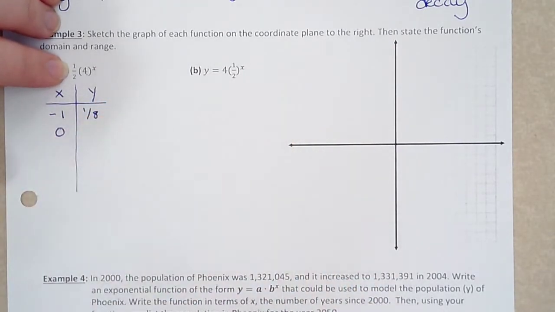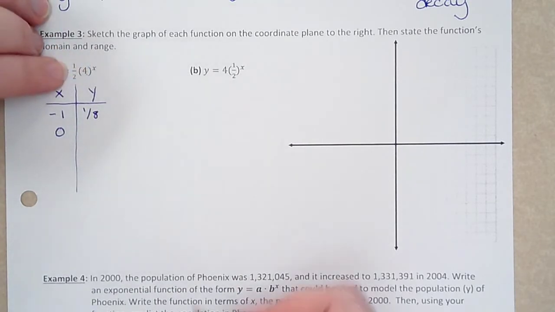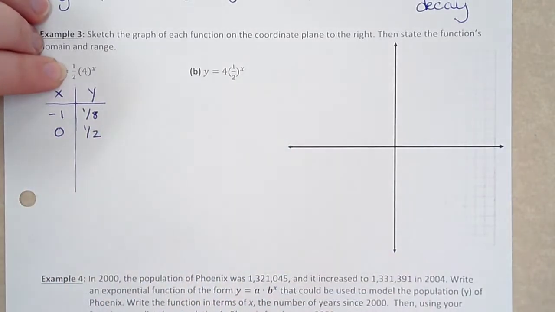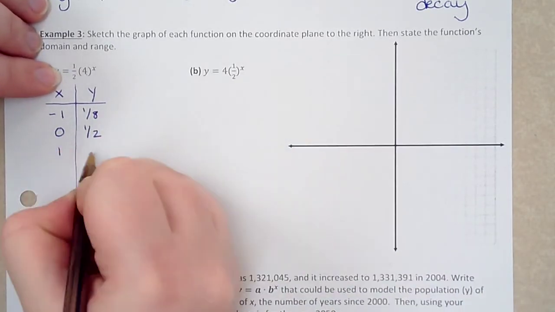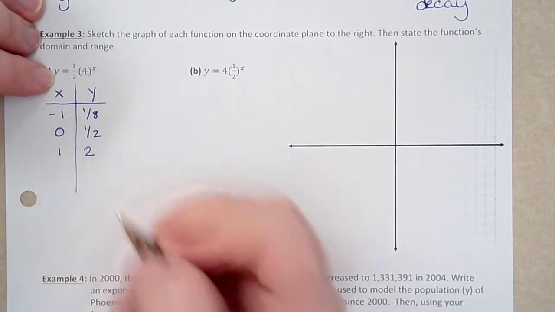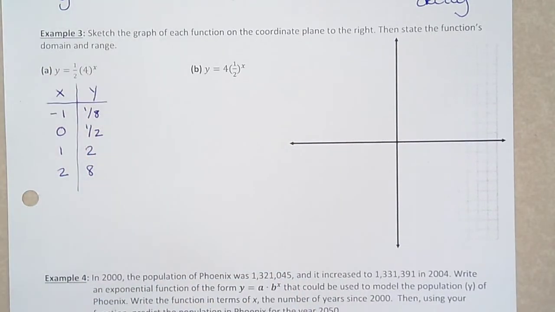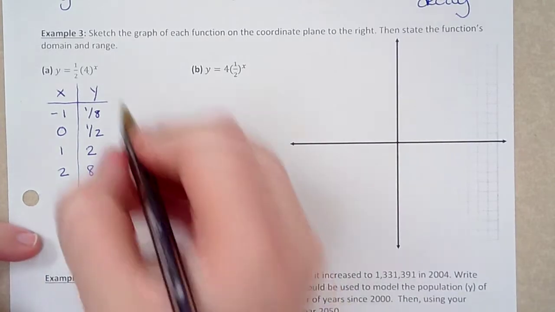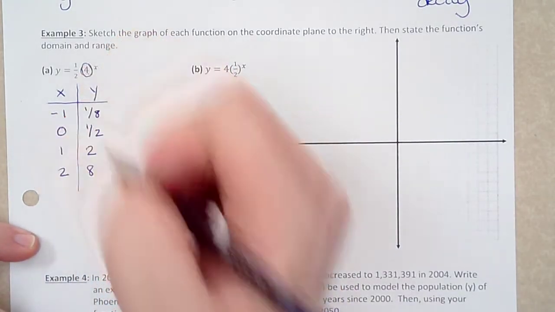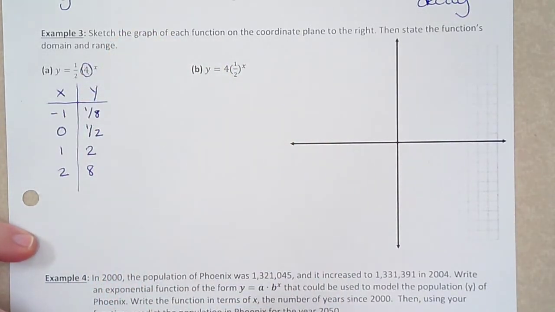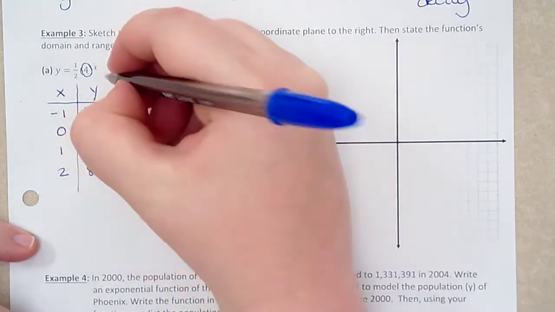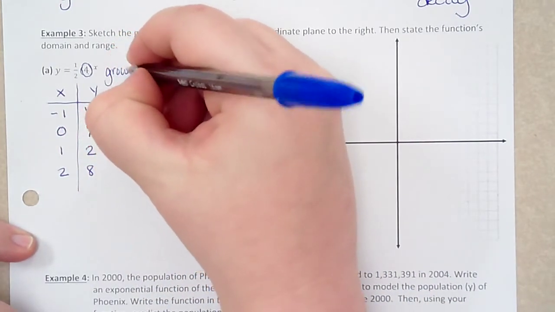When I plug in 0, I get 4 raised to the 0 power, which is just 1, times 1/2 is 1/2. When I plug in 1, I get 2. When I plug in 2, I get 8. And this pattern makes sense to me because if I look back here at my b, I notice that it's a 4, which is greater than 1, making this a growth function.